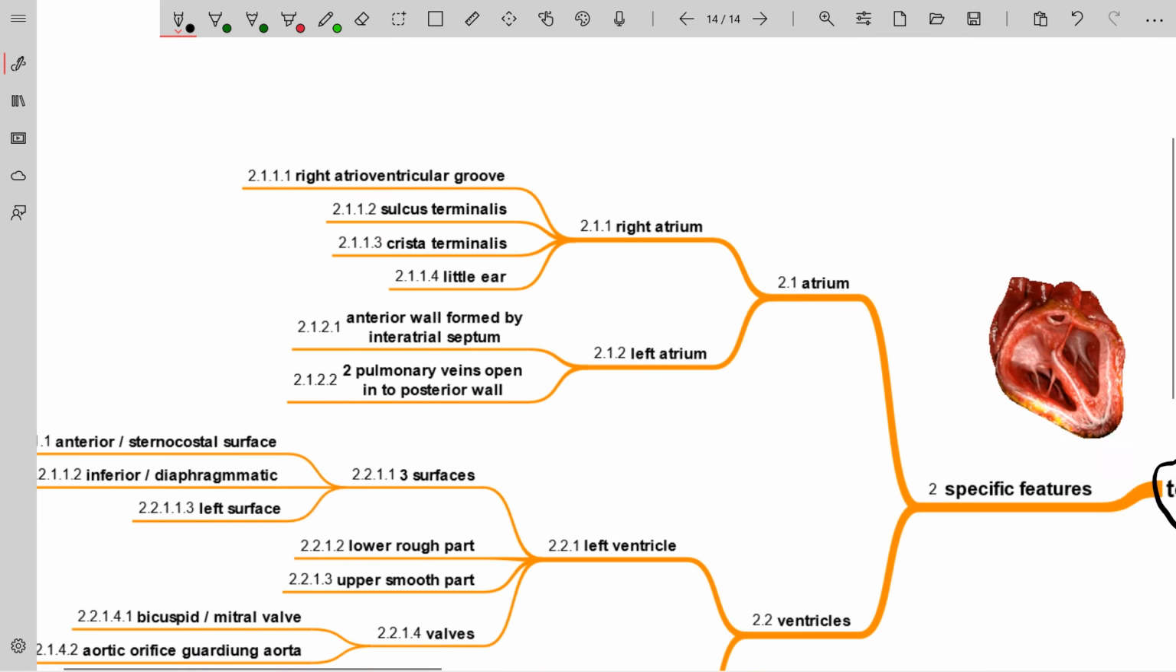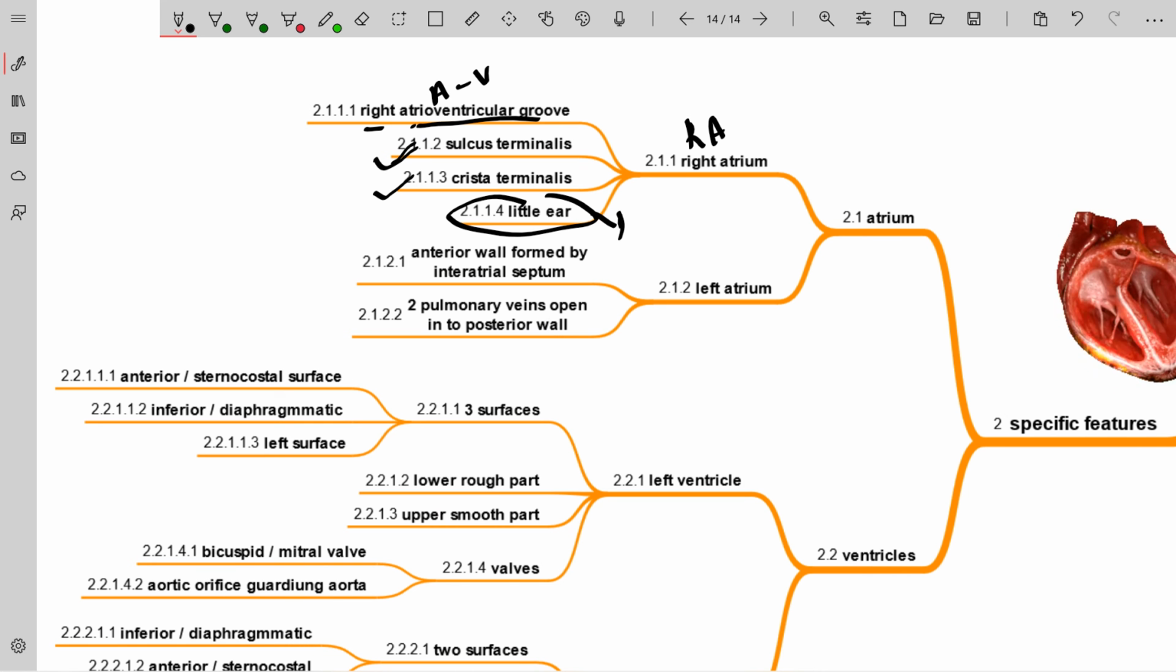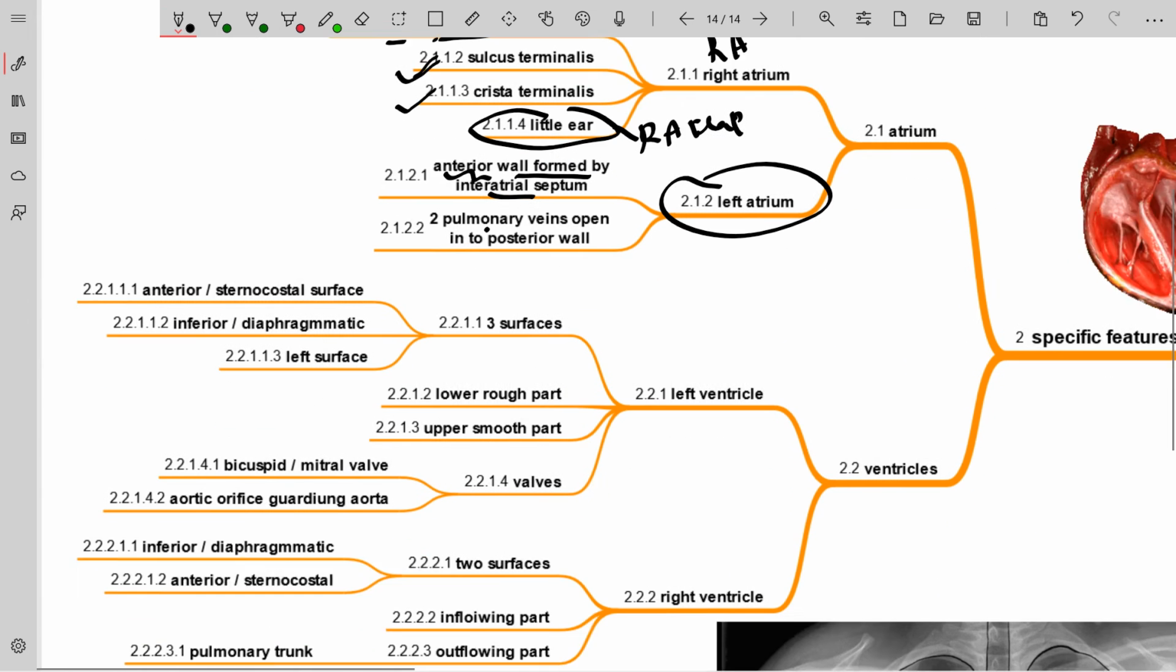Specifically speaking for atrium, right atrium has right atrioventricular groove, then sulcus terminalis, crista terminalis, little ear, also called right auricle, which is a flap. Left atrium: anterior wall is formed by interatrial septum. 4 pulmonary veins open into the posterior wall.